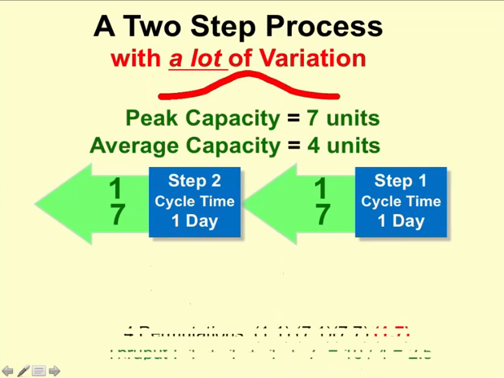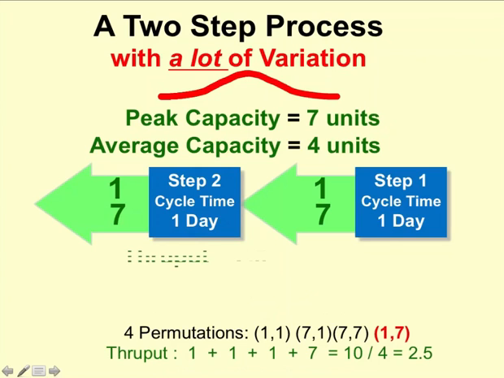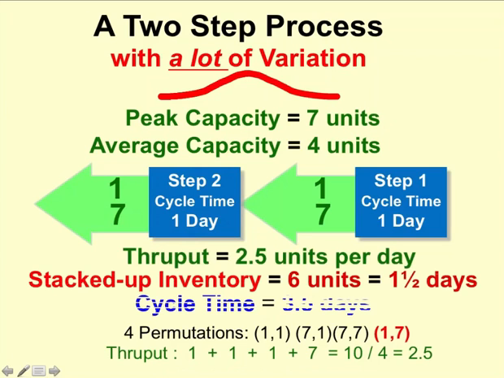You would think, but by now you already know that we got more variation, and the permutations are the same kind of math with different numbers. So this time it's 1 plus 1 plus 1 plus 7 equals 10 divided by 4. Oh my gosh. Throughput went down to 2.5. Stacked up inventory went up to 1.5 days. You add that to the 2 days we already had.